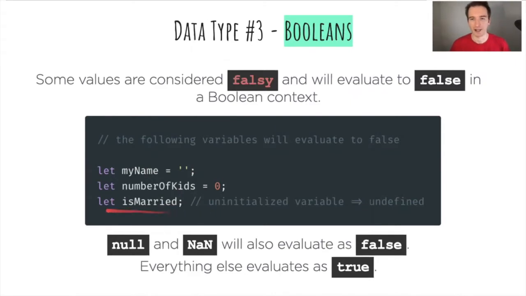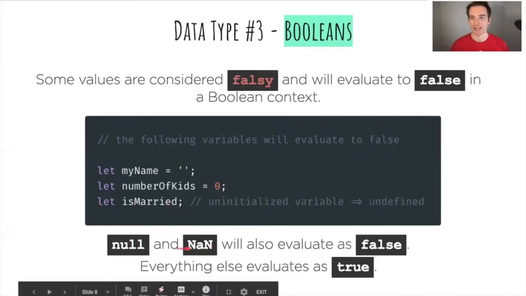Also with an uninitialized variable, if we try to use this in a Boolean context: uninitialized, we have this special data type called undefined. And undefined is basically also like, okay, there's nothing there. So that's false as well. And then finally, the last two, null and NaN. If we try to use these two in a Boolean context, then that evaluates to false. And then everything else will evaluate to true. Absolutely anything else is true as far as JavaScript is concerned.